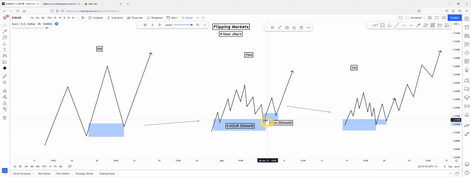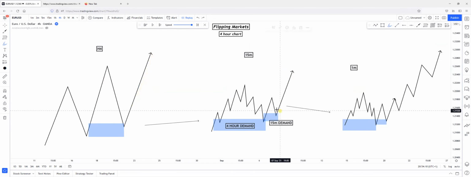Price tapped into this zone, and after it broke through the last high point, did a change of character and tapped into this 50-minute demand zone and reversed the price. And this movement will be this leg. This movement will create a new high.